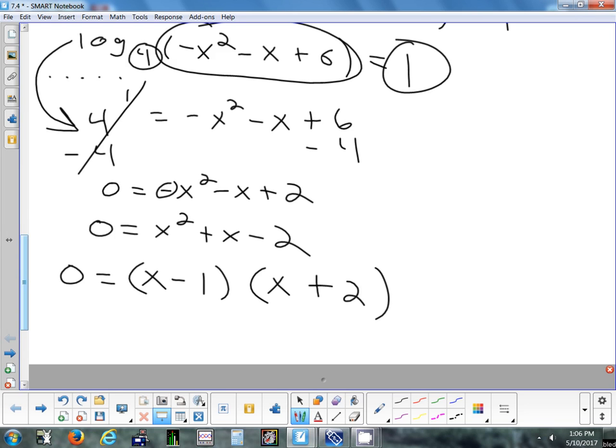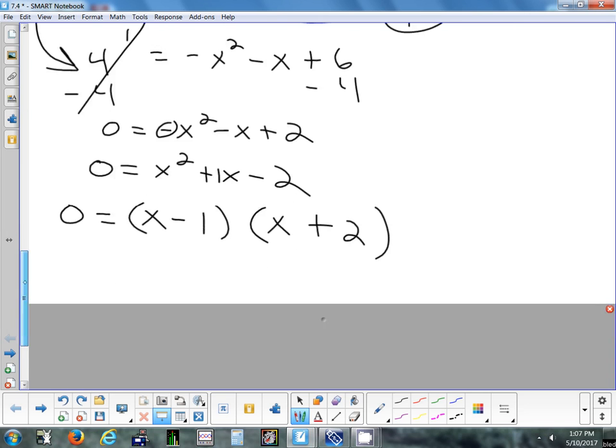All right, let's check this. So x times x is x squared. x times 2 is 2x. Take away 1x: 2 take away 1 is 1x. Negative 1 times 2 is negative 2. We're good. So now we've factored it.